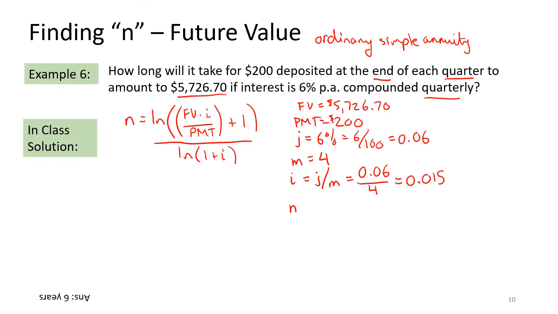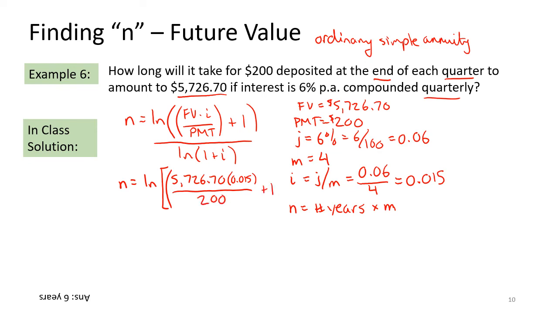Our last item, we know n is equal to the number of years multiplied by the number of compounding periods per year. Okay, we don't know the value of n yet though, in order to figure out the number of years. So let's solve for n first, using our formula. n is equal to the ln of our future value, $5,726.70, times our periodic interest rate, 0.015, divided by our payment, 200, plus 1.